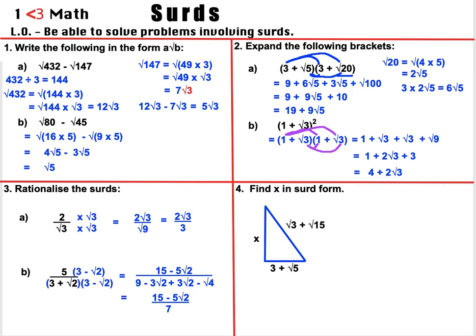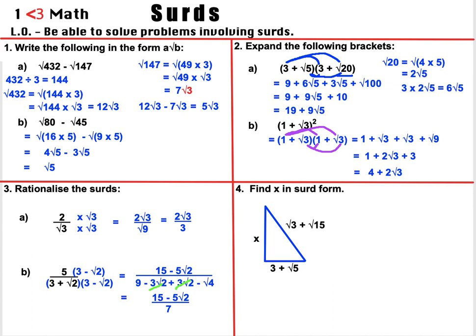That's our denominator. And we can't go any further than that because it doesn't simplify. We've eliminated the minus 3 root 2 with the plus 3 root 2. So that would be our solution, and it is rationalized because we no longer have a surd as part of the denominator. Question 4 says find x in surd form.